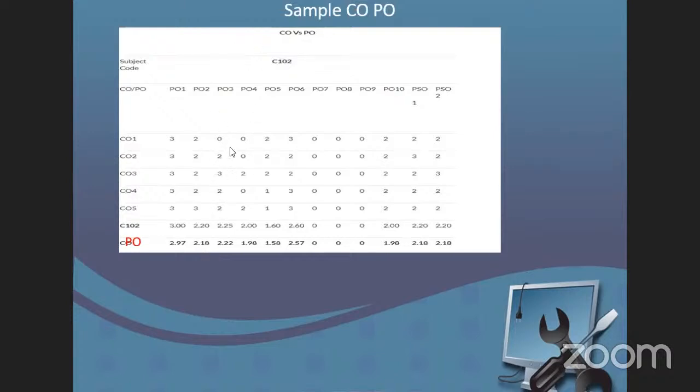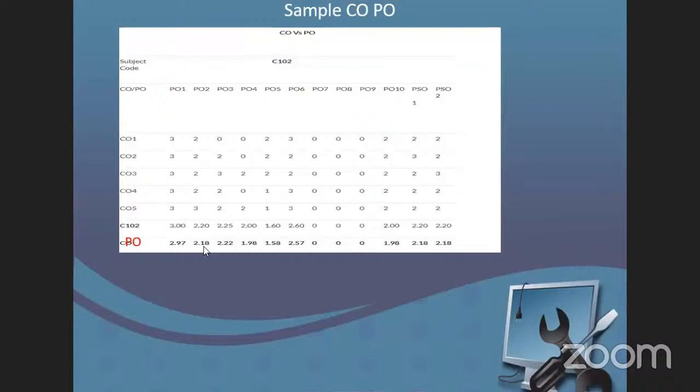Similarly, average of PO3 divided by 3 gives 2.97. This 2.97 is constant for this particular course, C102. C102 always indicates course in the first semester, second subject. This is the nomenclature followed in NBA.